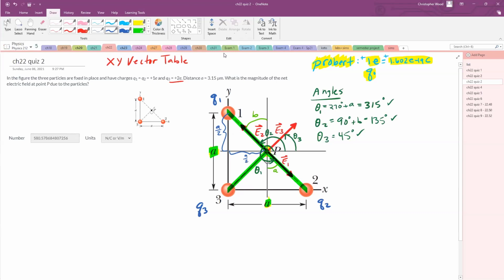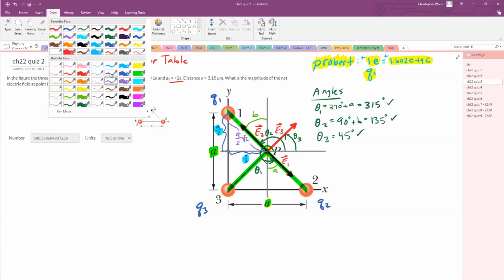Okay, so if this dimension is A over 2, if this dimension is A over 2, then this dimension right here is going to be A over 2 root 2. So that's going to be A over 2 root 2, thanks to the Pythagorean theorem. Okay. And they're all the same.